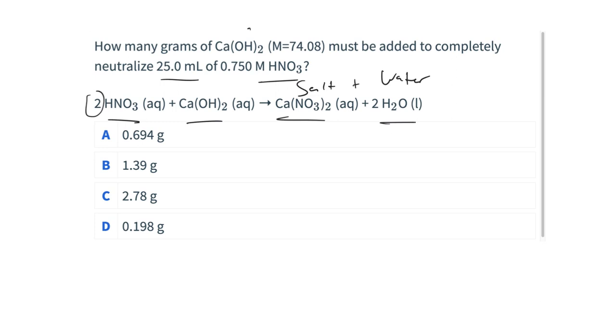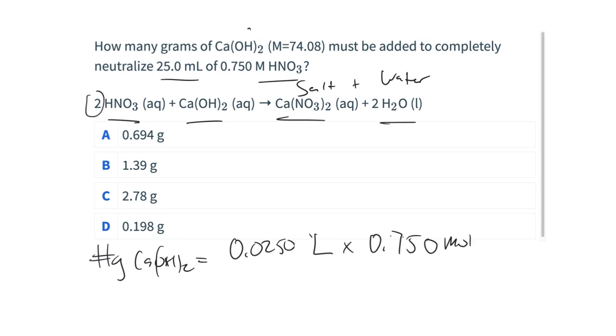Now, to solve the stoichiometry problem, I hope that we can see that this really follows from chapter three pretty closely, where we want to figure out the number of grams of calcium hydroxide that we need to react with the 25 milliliters of the nitric acid. So I'm going to convert that right away to liters. I'm going to take 25 milliliters, divide by 1,000 to go to liters, just so that I can multiply this by 0.750 moles of HNO3 per liter. So this is the volume of the nitric acid solution, so that's why the liters cancel. And if we multiply these two numbers together, we would have the moles of nitric acid initially present.